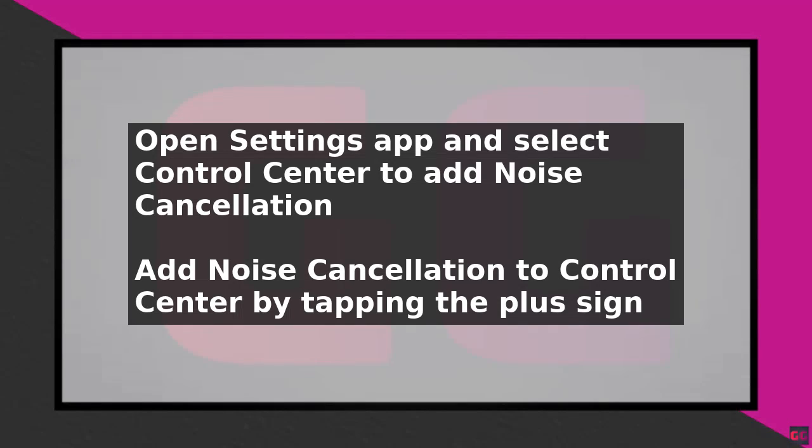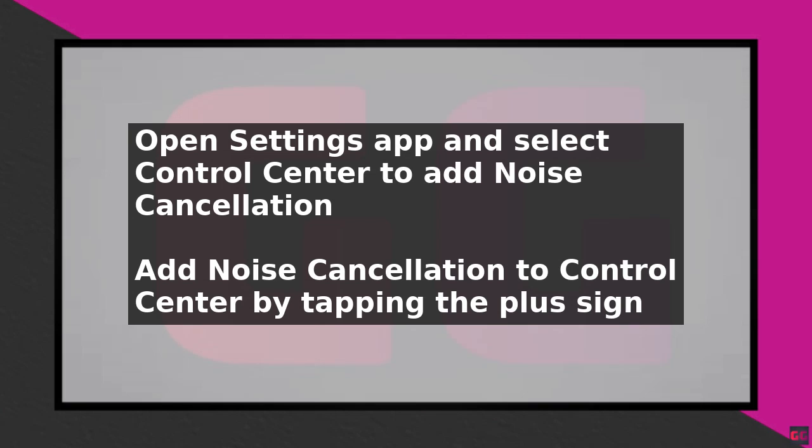To enable voice isolation in iOS 18, start by opening the Settings app on your device. Scroll down and select Control Center. Then tap on the plus sign next to Noise Cancellation to add it to your control center.